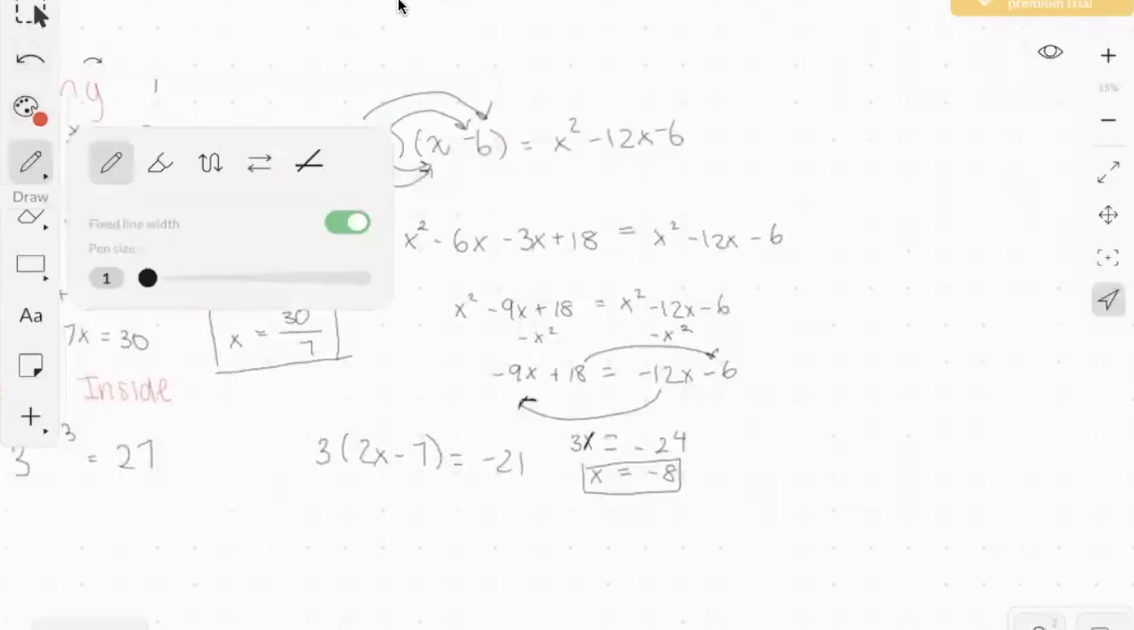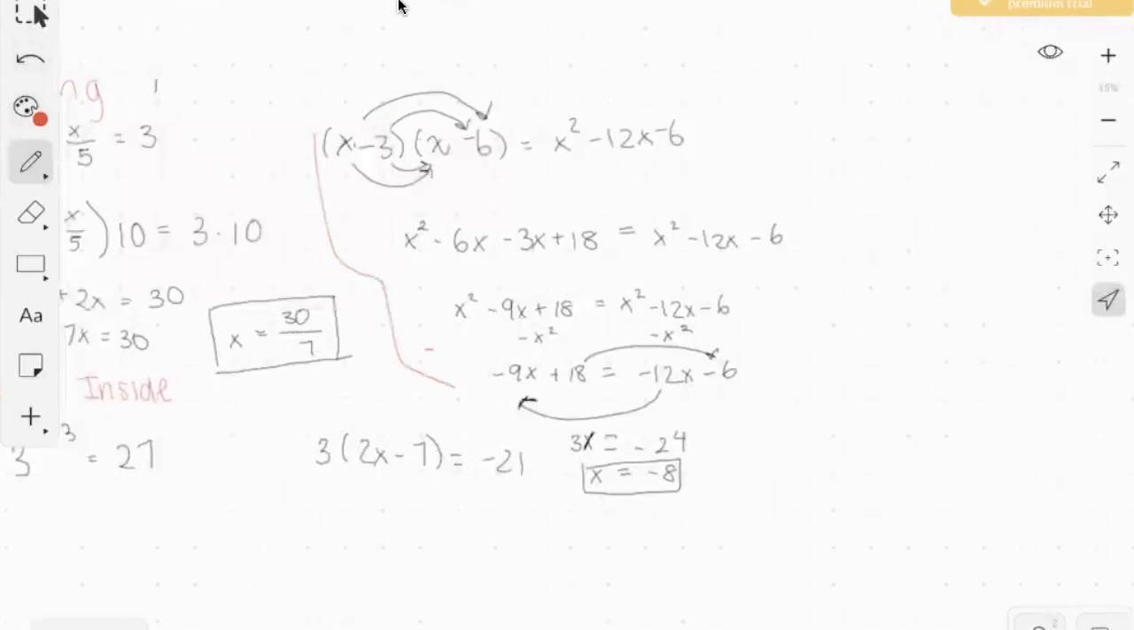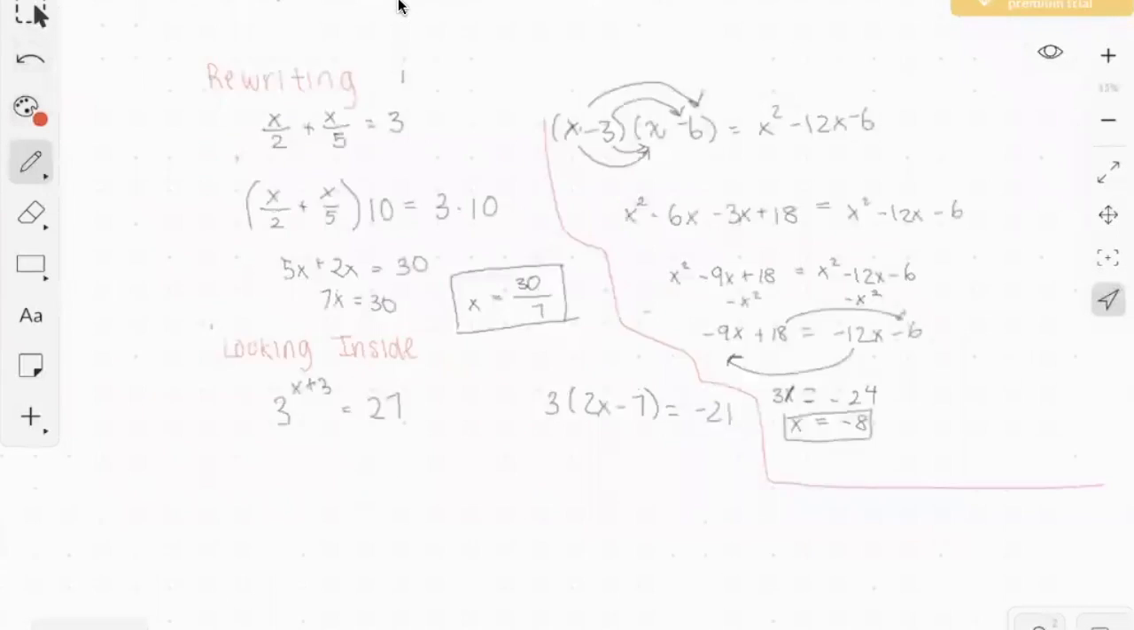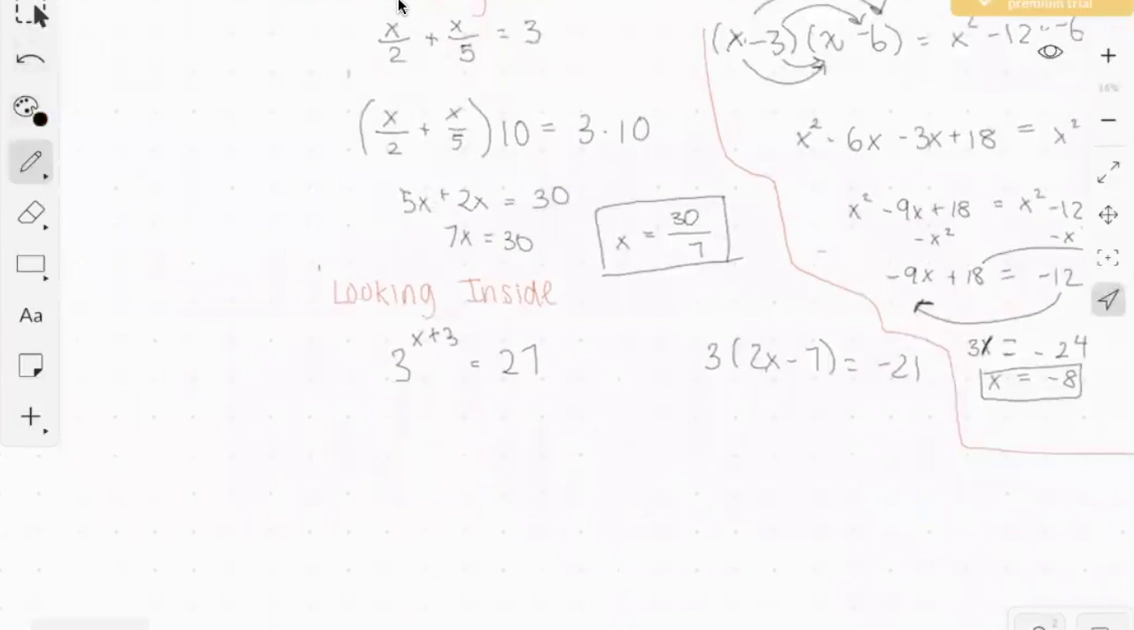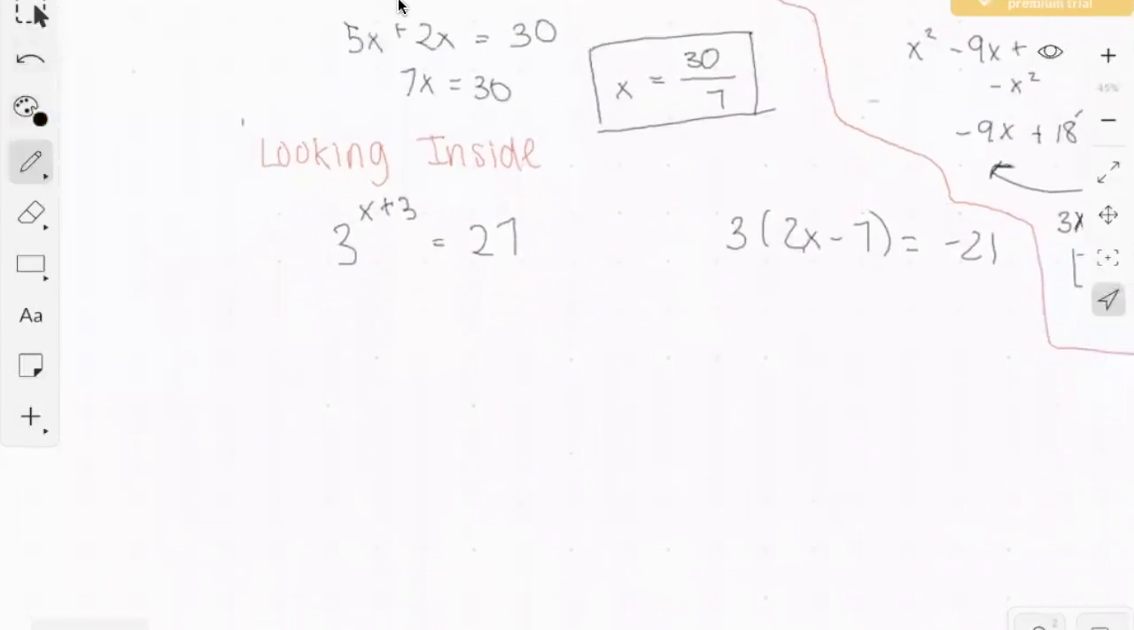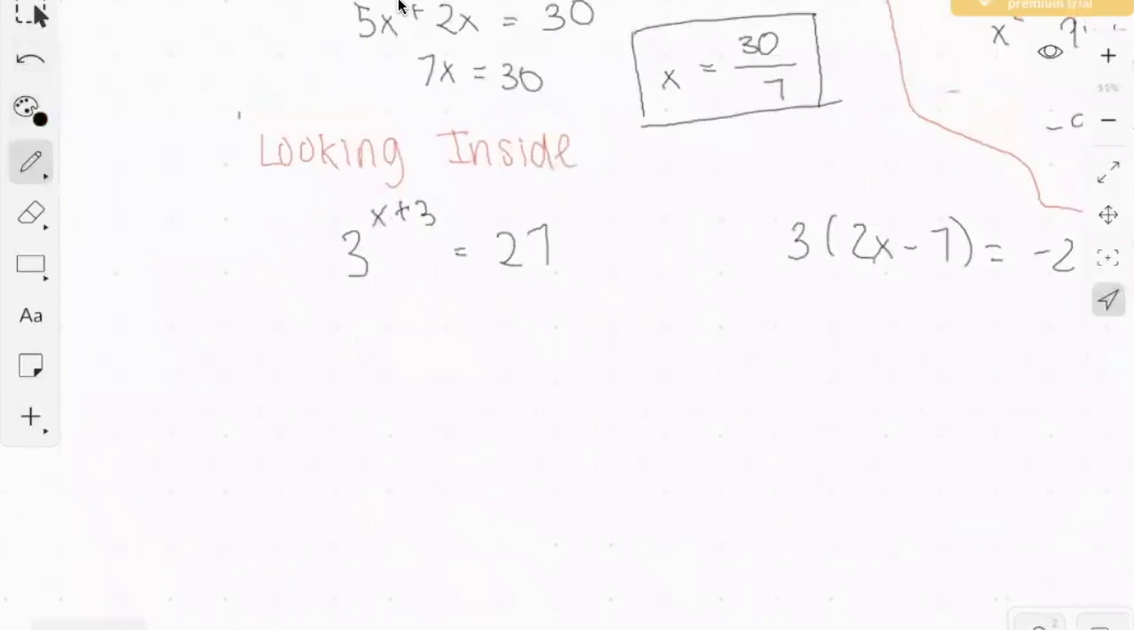I'm going to draw a little barrier here so we don't confuse these two questions. So next is looking inside, which is basically looking inside a larger number, like I said before. So we have 3 to the power of x plus 3 equals 27. So looking inside, we can see that 27 is another power of 3.